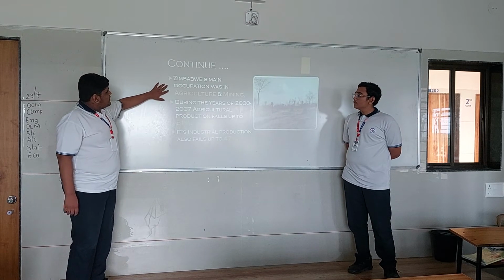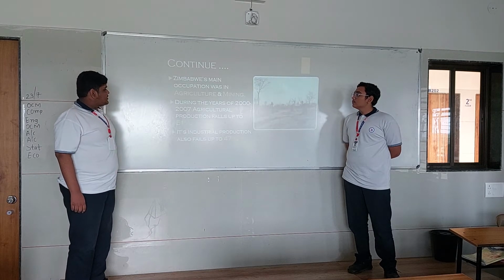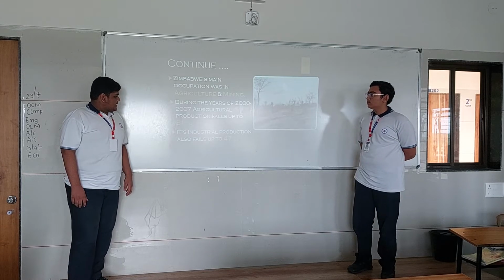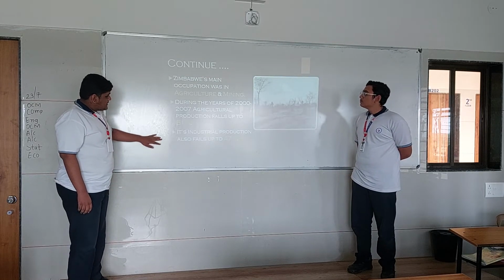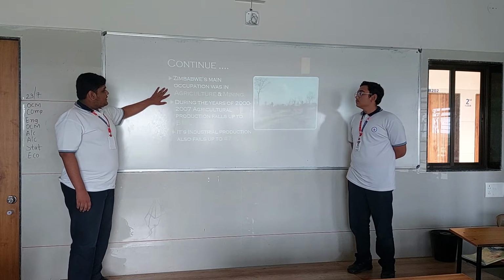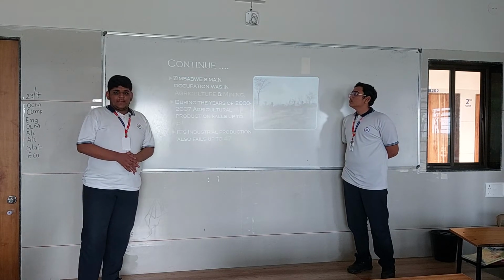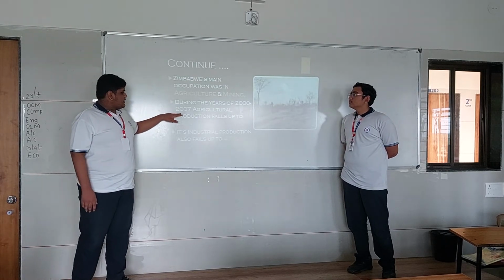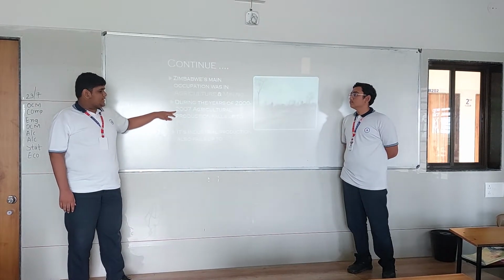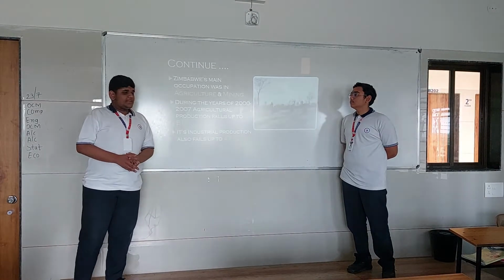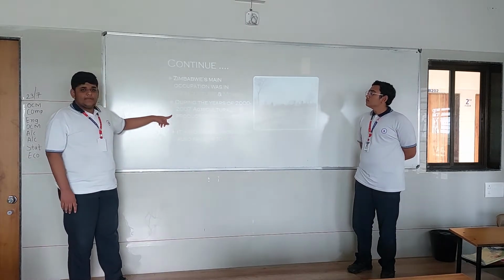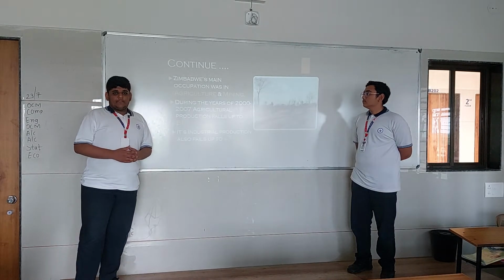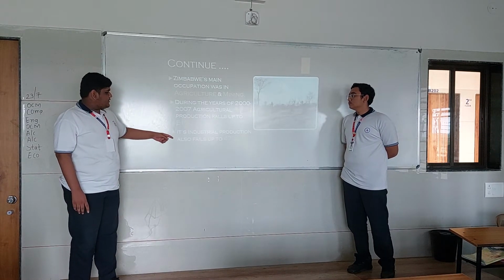Now Zimbabwe's main occupation was in agriculture and mining. During the years 2000 to 2007, agriculture production fell by up to 51%. Its industrial production also fell by up to 47%. Zimbabwe was an agrarian country like India, and there were many mining fields also. During 2000 to 2007, many calamities and economic crises occurred in Zimbabwe. So their agriculture, which was their main production, failed by up to 51%, more than half, and industrial production also fell by 47%.